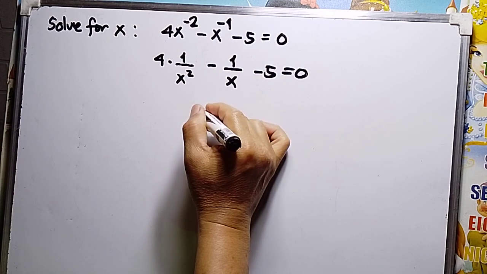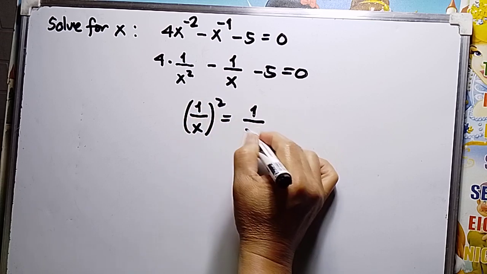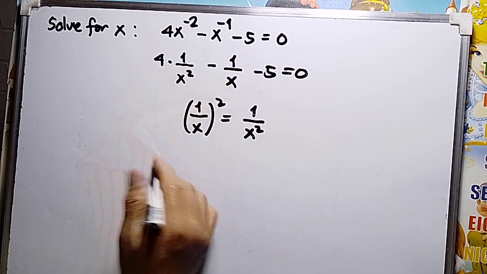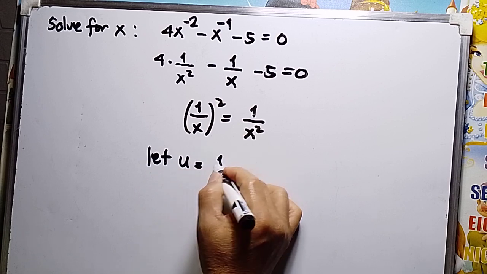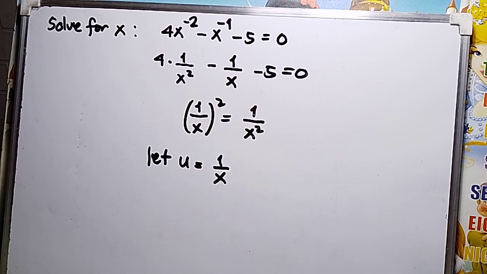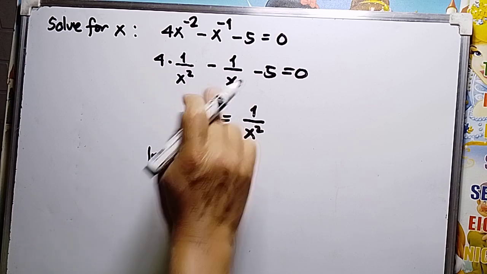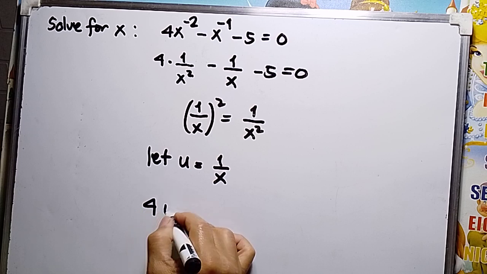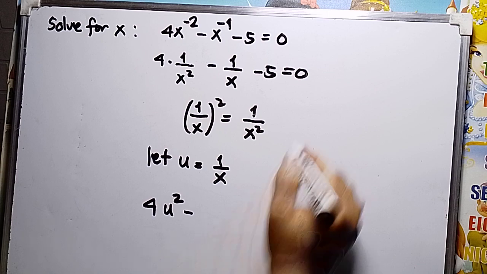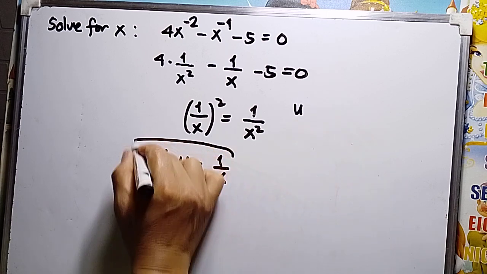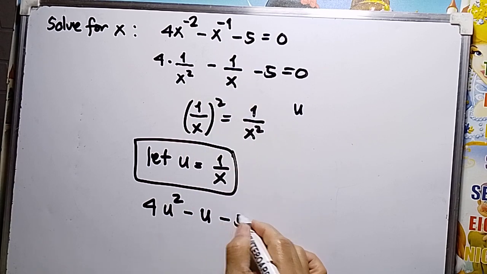So take note, x to the negative 2 is equal to 1 over x squared. Therefore, I can do this one as: let u be equal to 1 over x. As I said, 1 over x squared is equal to u squared, so this will be 4u squared, and then minus u, because my u is this one. Then minus 5 equals 0.